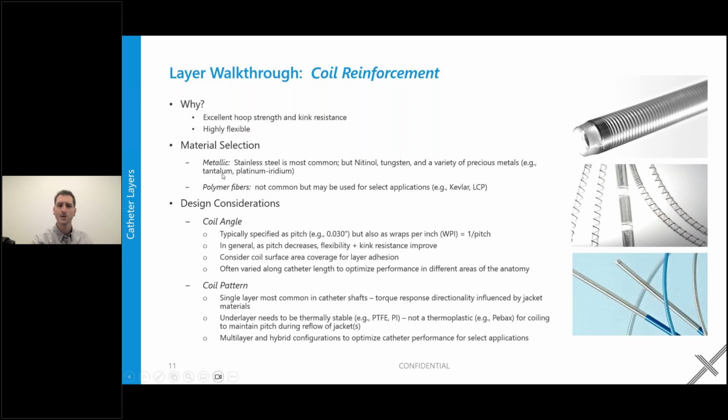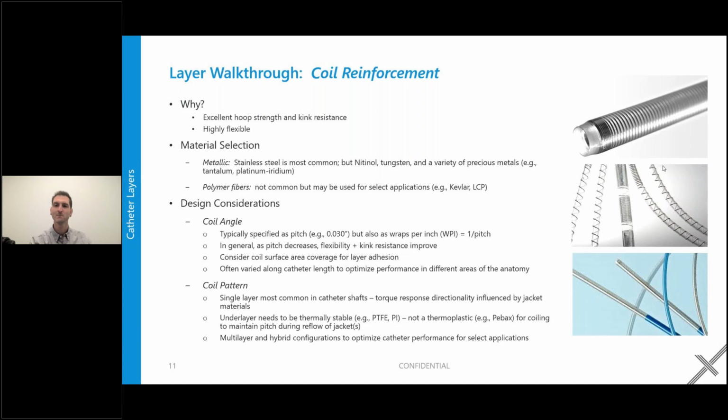Same concept applies when we're talking about metallic versus polymer. Usually you're going to use metallic. Most of the time you're going to use stainless, although nitinol gets used pretty heavily in coil, especially in microcatheter applications, because it is even better in kink and hoop strength than stainless steel is. Sometimes you use tungsten, sometimes you use other precious metals. You can put coils of precious metals instead of using a marker band, a solid band.